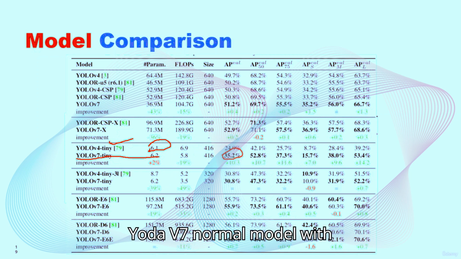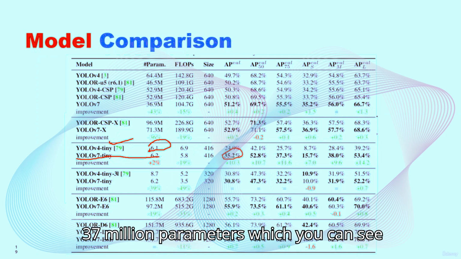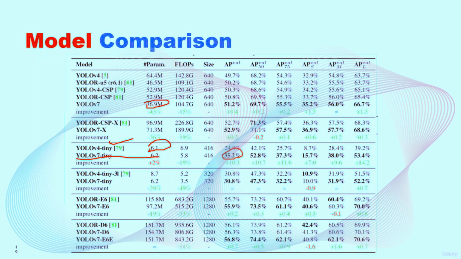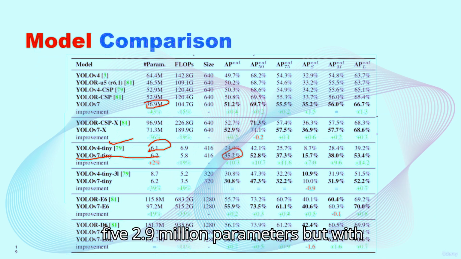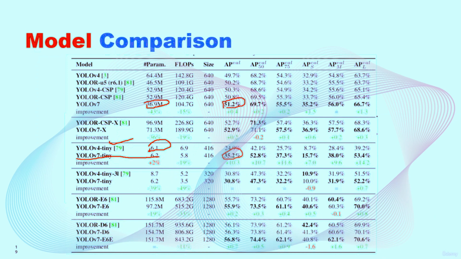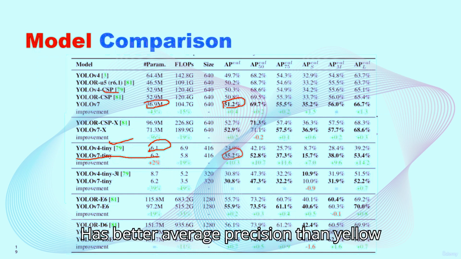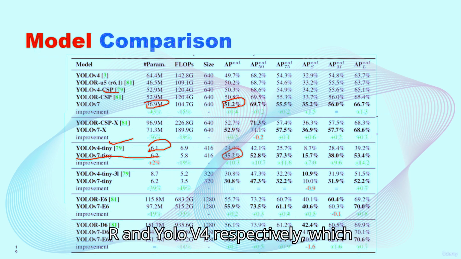The YOLO v7 normal model with 37 million parameters gives 51.2 average precision, which you can see over here. It beats YOLO v4 and YOLO R variants, which have more parameters. Like you can see over here, the YOLO v7 normal model has 36.9 million parameters, while YOLO R and YOLO v4 have 52.9 million parameters. But the YOLO v7 normal model has better average precision than YOLO R and YOLO v4 respectively.